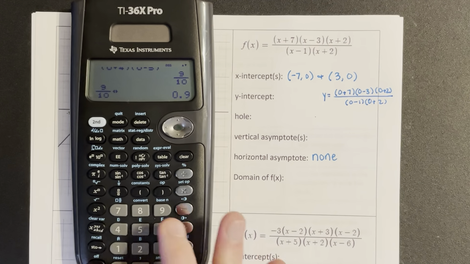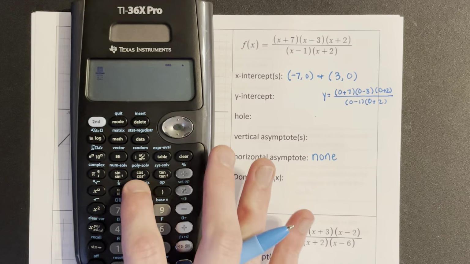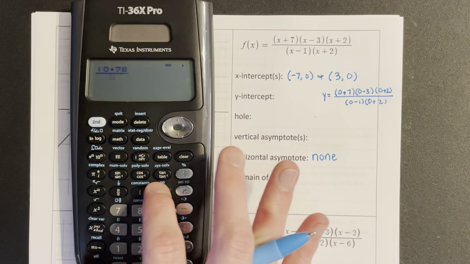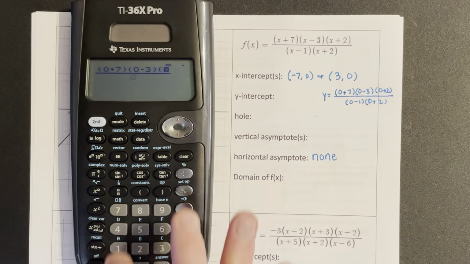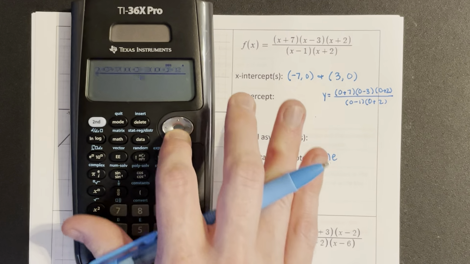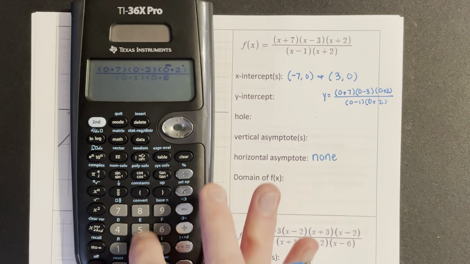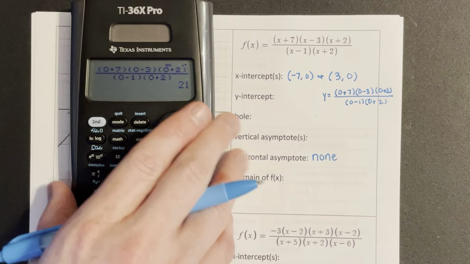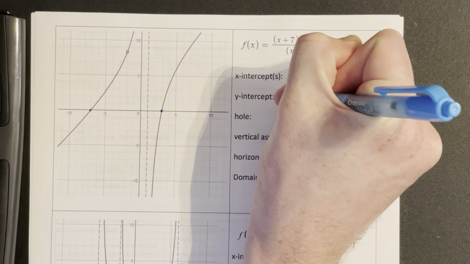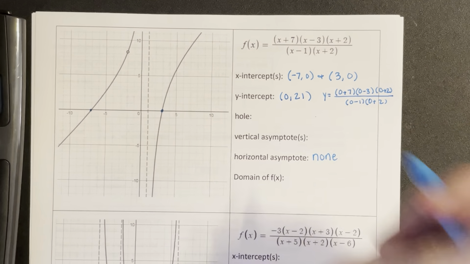So this would say 0 plus 7, 0 minus 3, 0 plus 2. On the bottom, 0 minus 1, and 0 plus 2 again. Gives me 21, so the y-intercept is 0, 21.